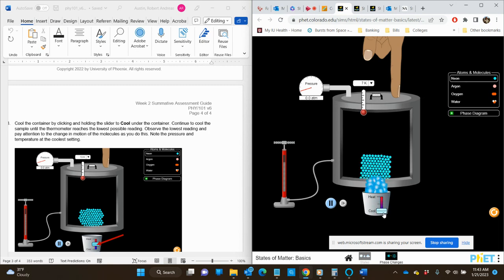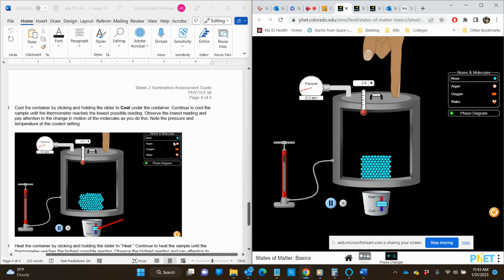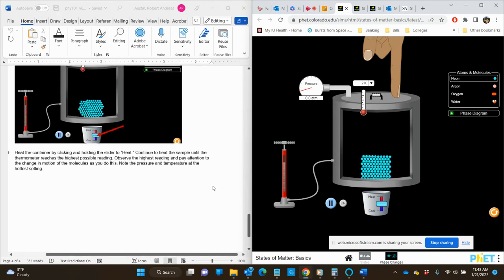Observe that reading. So cool it down. I'm not going to wait till it gets the lowest possible reading. I'll leave that to you, and you tell me what you observe. So remember, it says note the pressure and temperature at the coolest setting. So give me numbers, okay, what they are.